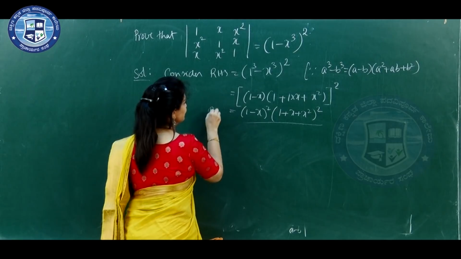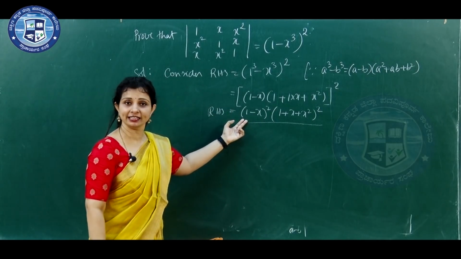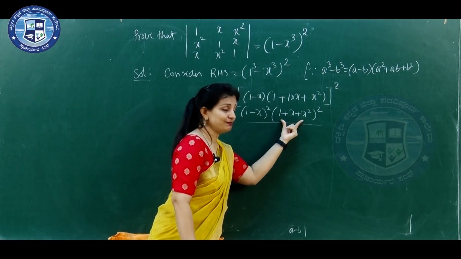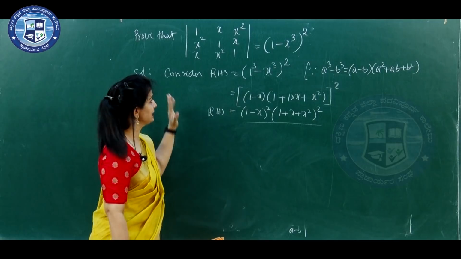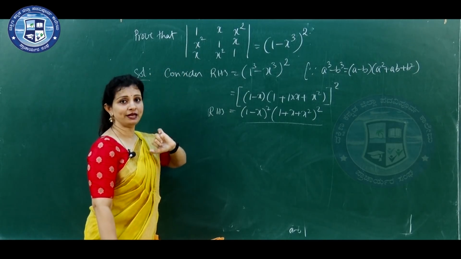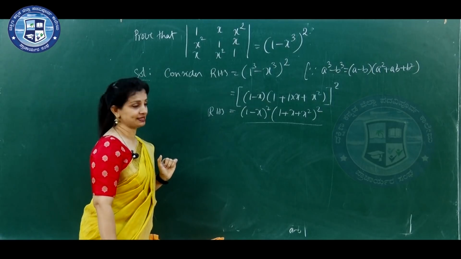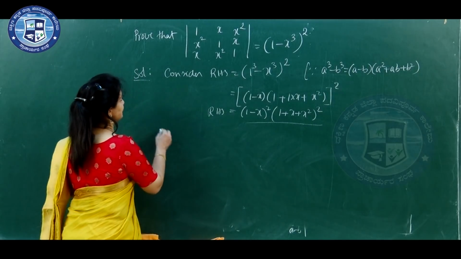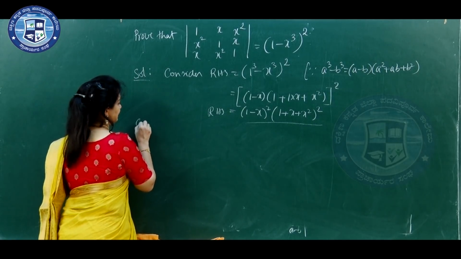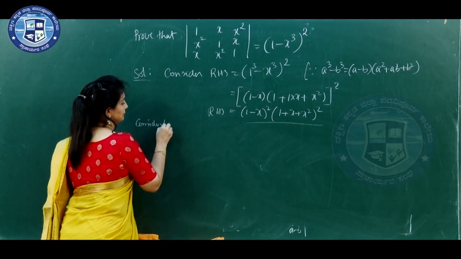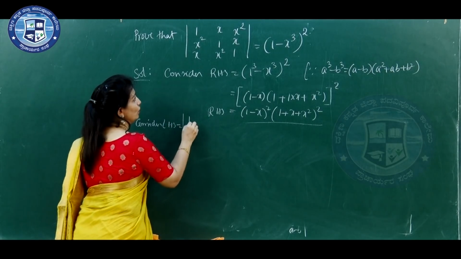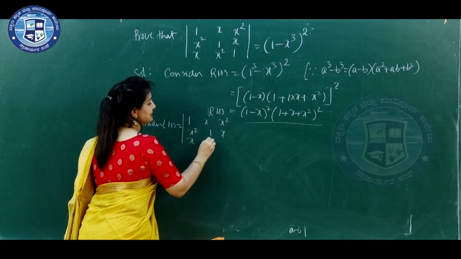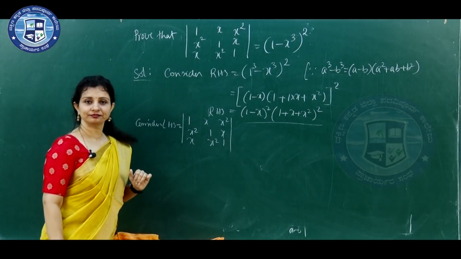Look at this, this is RHS. Now, we can see the factors clearly. What are the factors? 1 minus x we can get, or 1 plus x plus x square is also possible to get using different operations in the determinant. After simplifying RHS, we will now consider LHS. Now, consider LHS, which is equal to the determinant 1, x, x square; x square, 1, x; x, x square, 1.